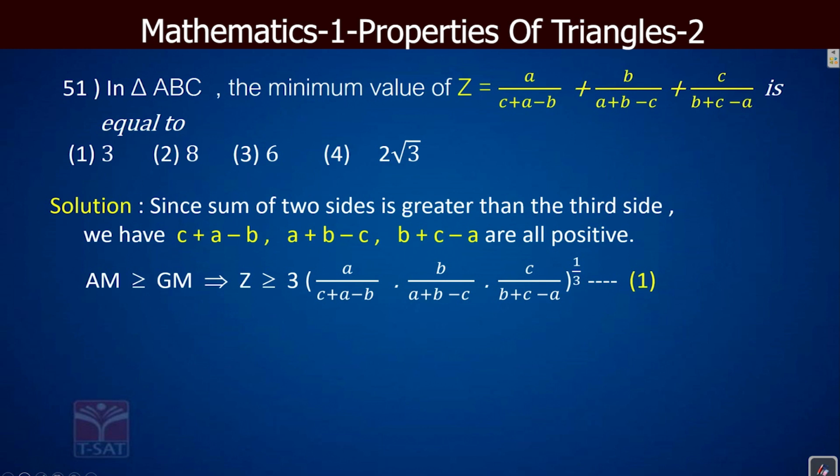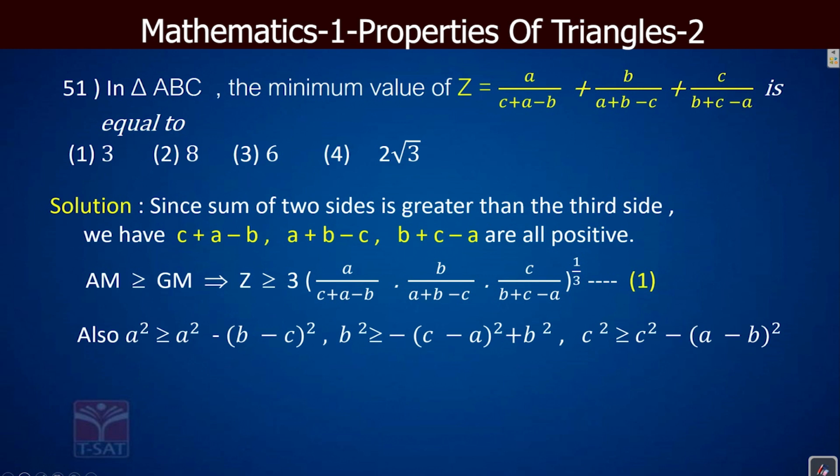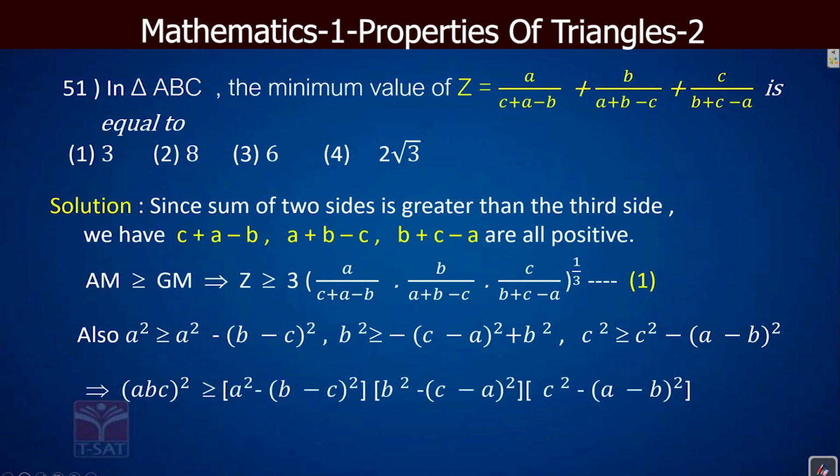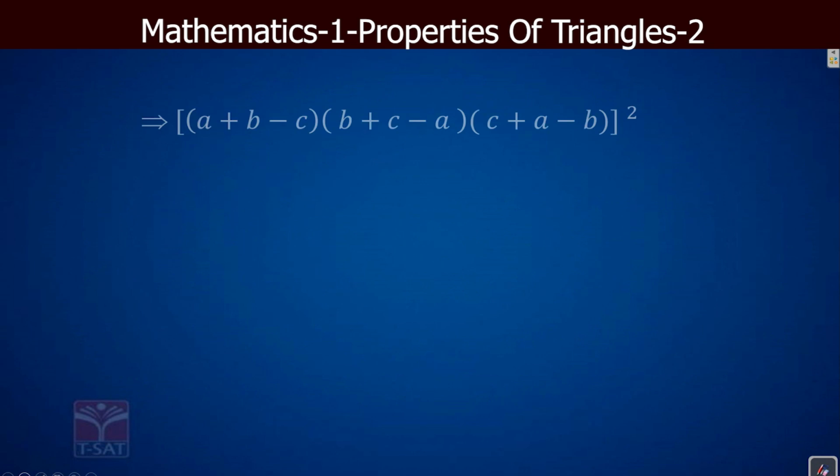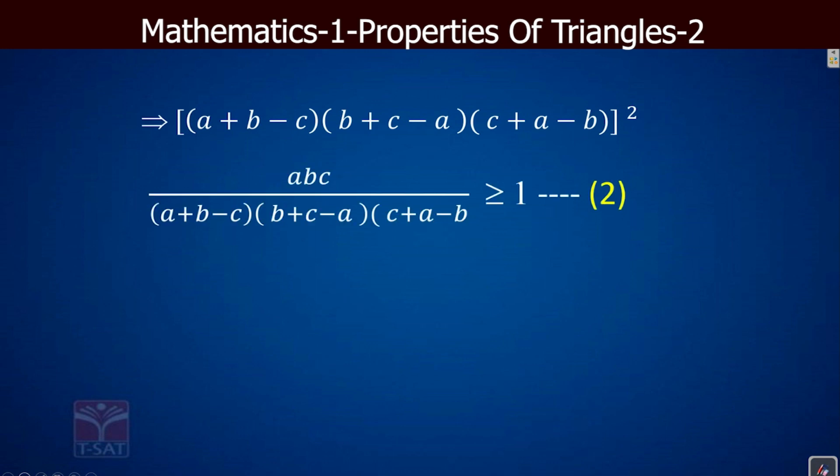Also we know that a² is greater than or equal to a² − (b−c)², b² is greater than or equal to b² − (c−a)², and c² is greater than or equal to c² − (a−b)². So on multiplication, (abc)² is greater than or equal to [a²−(b−c)²][b²−(c−a)²][c²−(a−b)²], which is nothing but [(a+b−c)(b+c−a)(c+a−b)]². So abc by (a+b−c)(b+c−a)(c+a−b) is greater than or equal to 1.